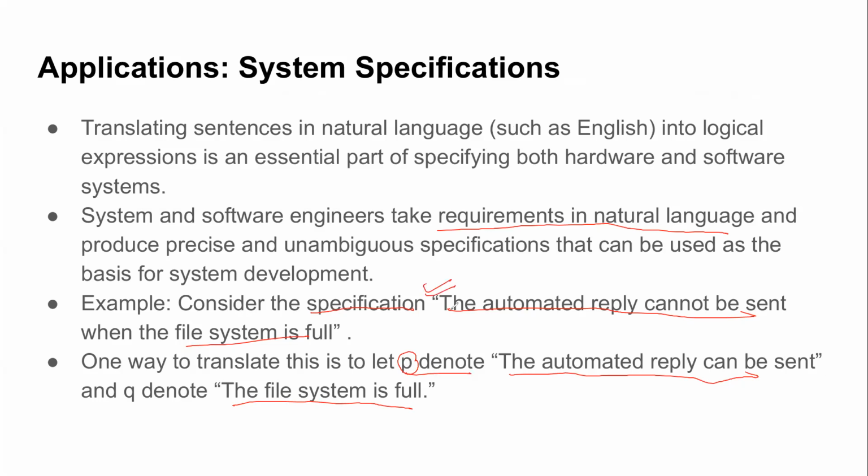Okay, so someone has told me in spoken language, automated reply checker, whoever, whatever you make, it cannot and it should not send anything when the file system is full. Okay, so now after they have given me requirements, I wanted to change it into logic. So this is the notation I used. P for automated reply can be sent, and Q for while system is full. Okay, so what would be the logical equivalent of this sentence in terms of P and Q?